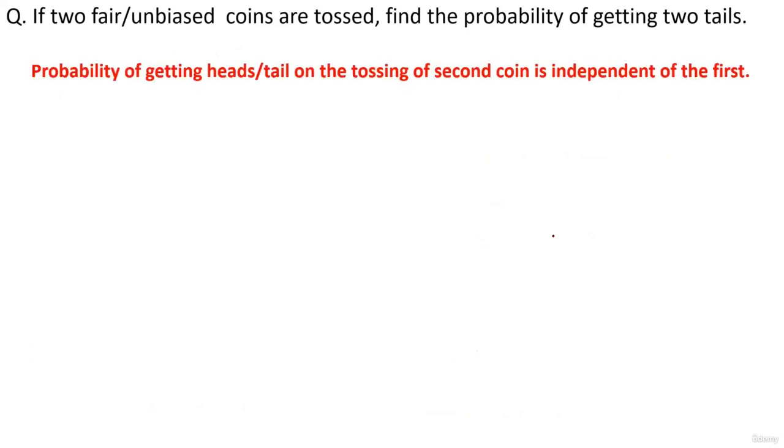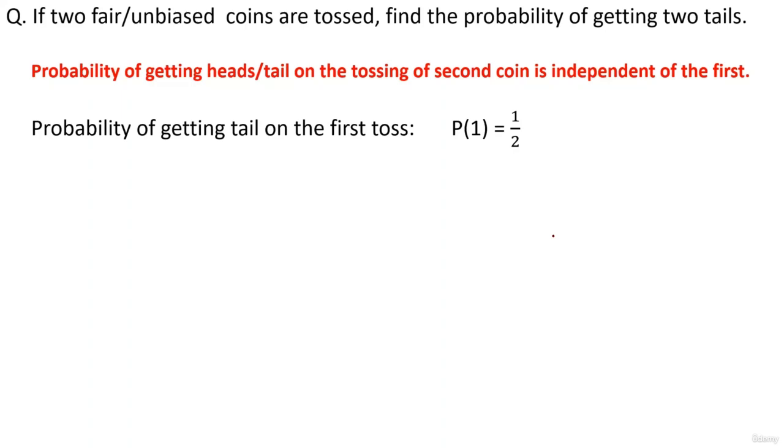We'll solve a question. If two fair or unbiased coins are tossed, find the probability of getting exactly two tails. So the probability of getting heads or tails on the tossing of the second coin, we know, is independent of the first one. You toss a coin, and some outcome comes. The second coin's outcome will not depend on the first outcome, right? So the probability of getting two tails is basically the probability of getting tails on the first flip and the probability of getting a tail on the second flip, right?